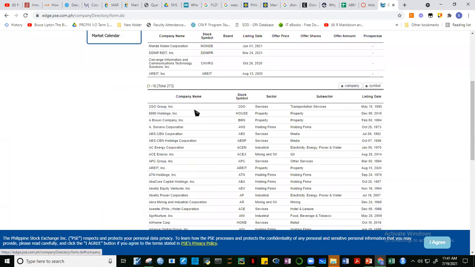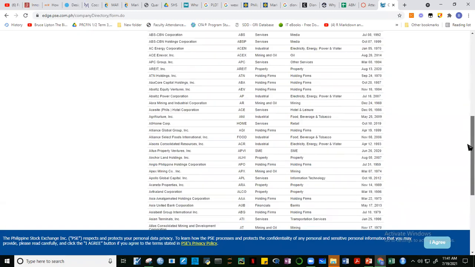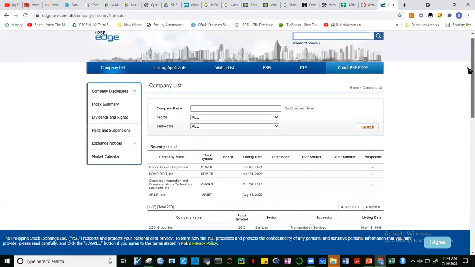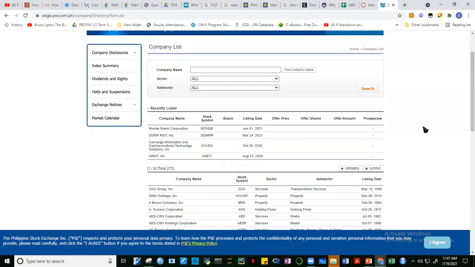Itong 2GO, no? 2GO, listing date nung May 15 siya nagpa-list, 1995. Nasa services sector siya, subsector niya, transportation services. Okay, and then you can find here several information also about 2GO.